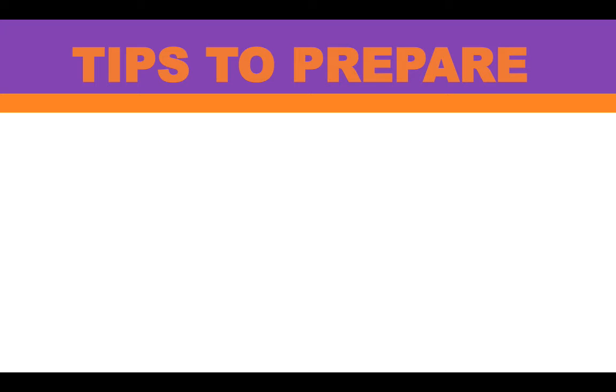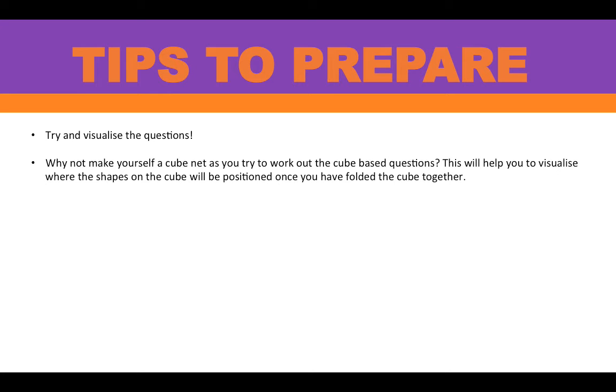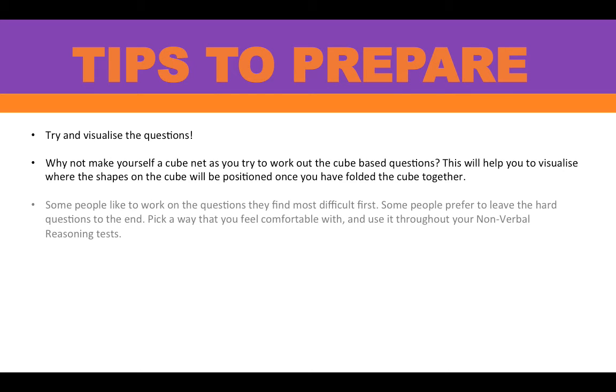So let's move on to some tips to prepare for the non-verbal reasoning section. First of all, try and visualize the questions. Why not make yourself a cube net as you try to work out the cube-based questions? Some questions will have a cube net with some shapes on, and once you fold that cube, then you can work out where each of the shapes would be positioned. So it's a good way to practice if you actually create the cube net yourself, draw the pictures on, and then you can see and visualize where each of the shapes would be, okay?